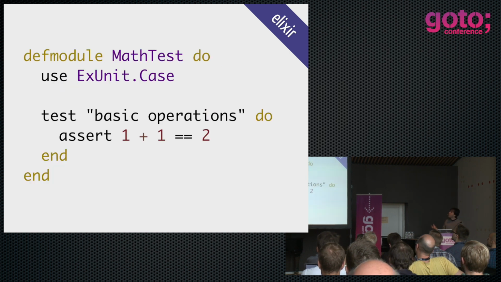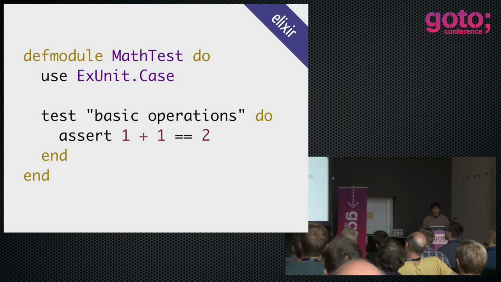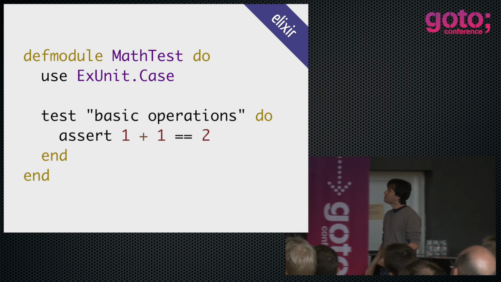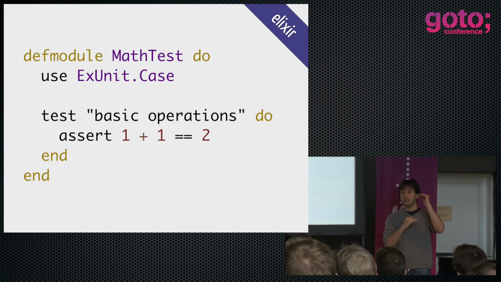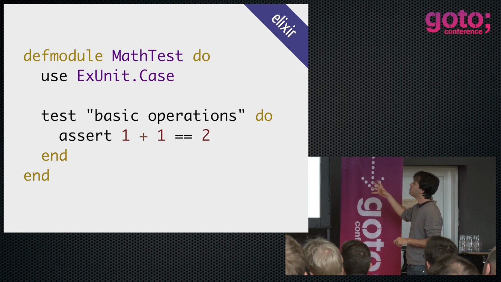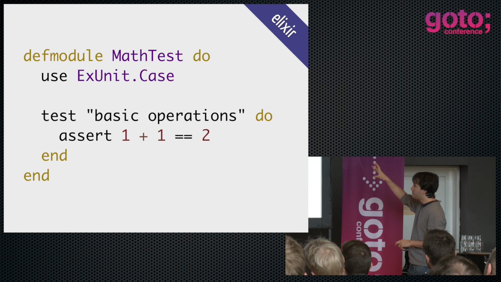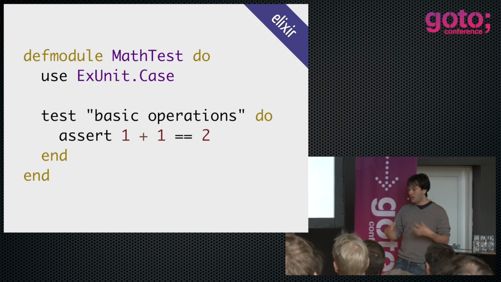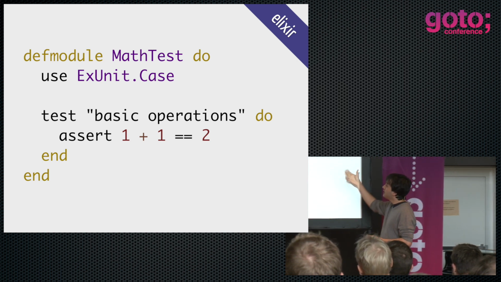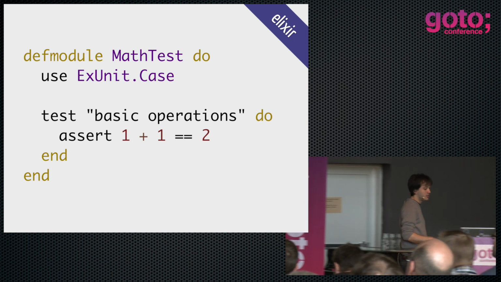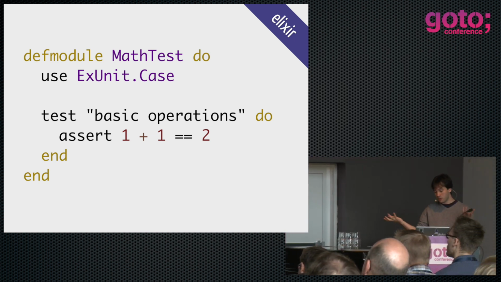So some examples of what you can do with it. Here's how you would write a test case with Elixir. We define a module called MathTest, and all your code in Elixir lives inside modules. And you can say, I want to use ExUnit.Case, which is the name of our test framework. Now you get these macros that allow you to express very elegantly what you are testing. So here's testing a very basic operation, and you're just asserting that 1 + 1 is equal to 2.